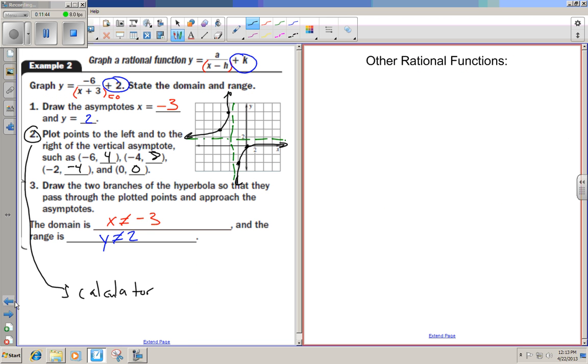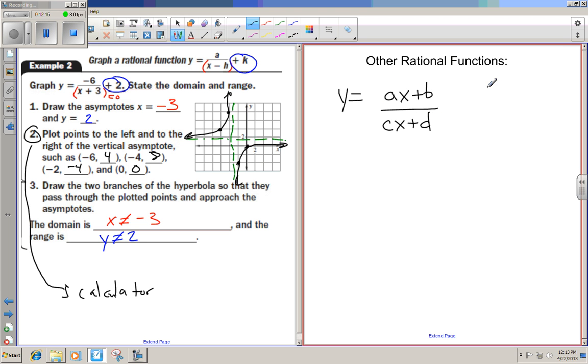Now there are some other rational functions that you need to be worried about. Other rational functions will come in this form. You're going to look at y equals ax plus b all over cx plus d. Now, a, b, c, d are all non-zero. They could be positive or they could be negative.